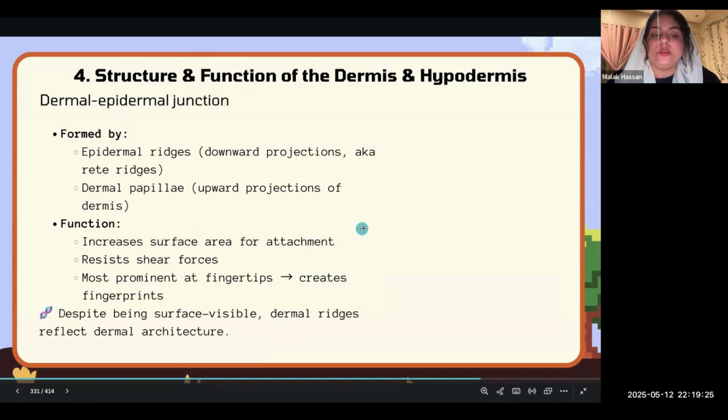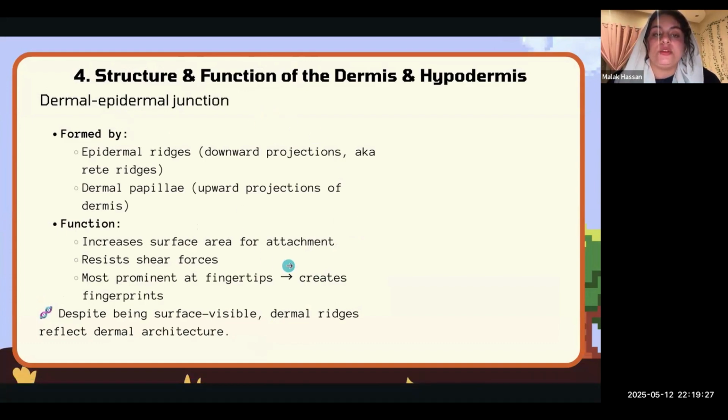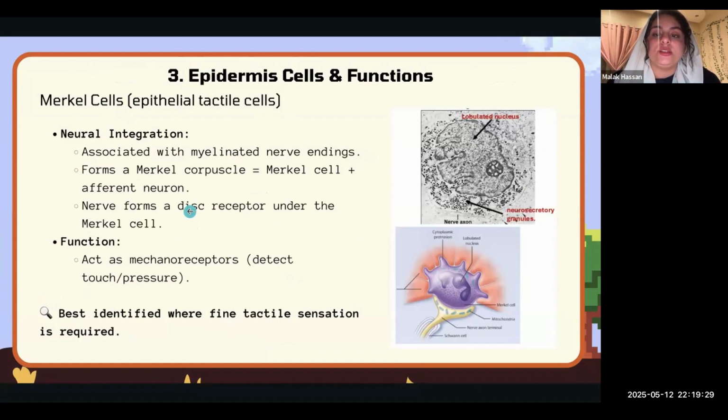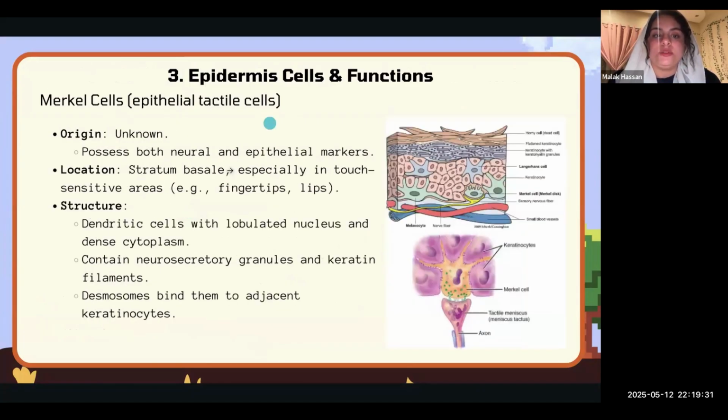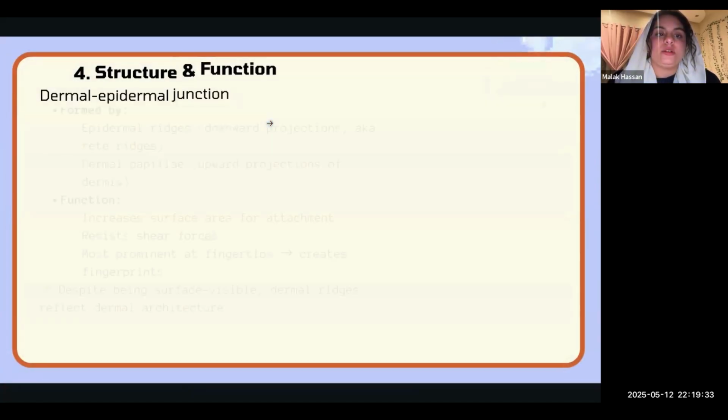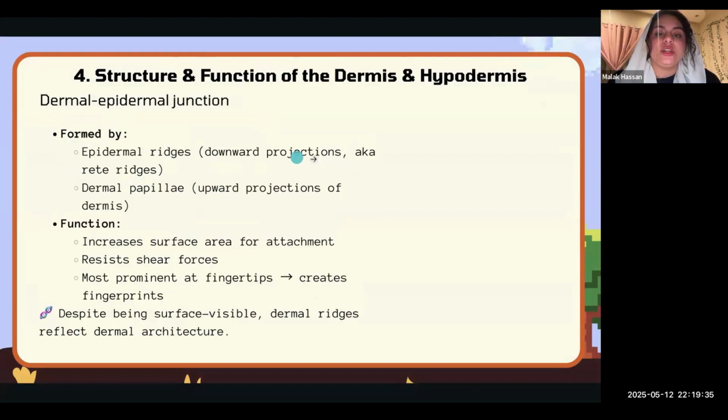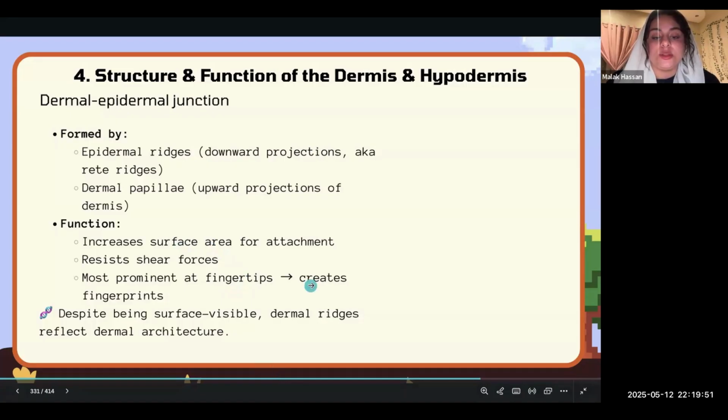Now that we're done talking about all the cells, let's talk about the dermal epidermal junction. What is it? It is formed by the epidermal ridges, which have downward projections called the rete, and the dermal papillae. There are upward projections of the dermis, and the function is to increase the surface area for attachment. It resists shear forces, and it's most prominent at the fingertips, and it creates fingerprints.